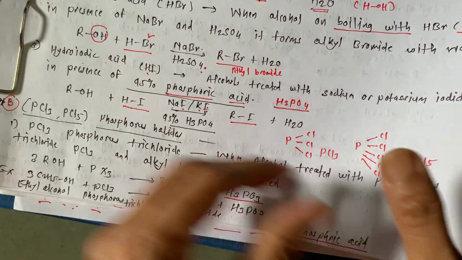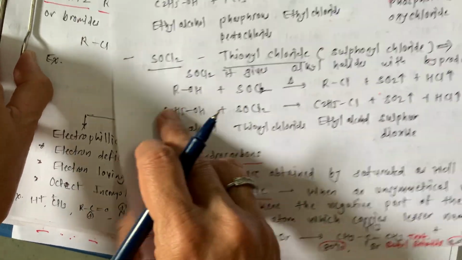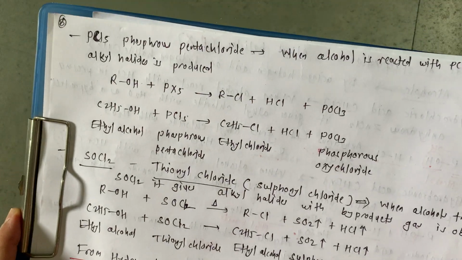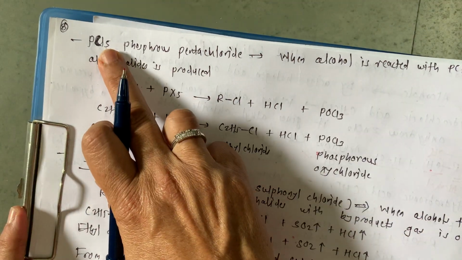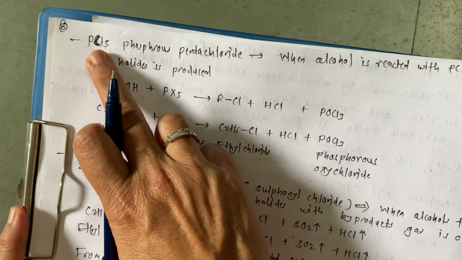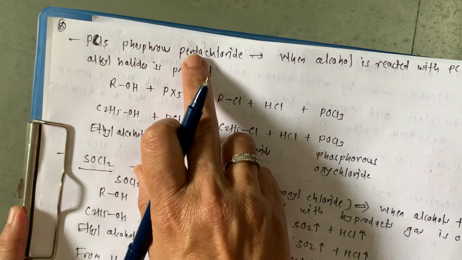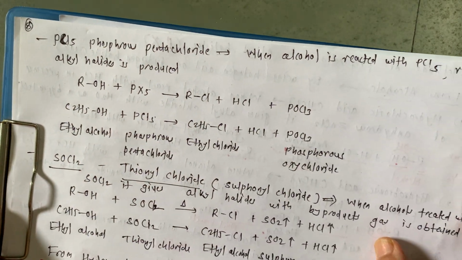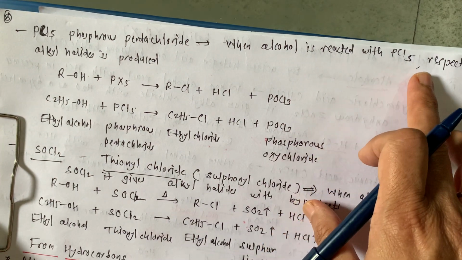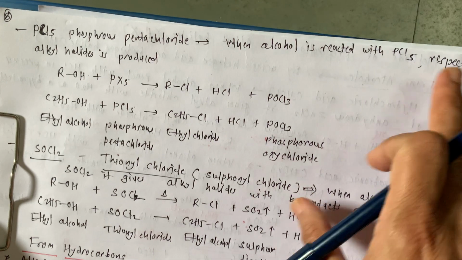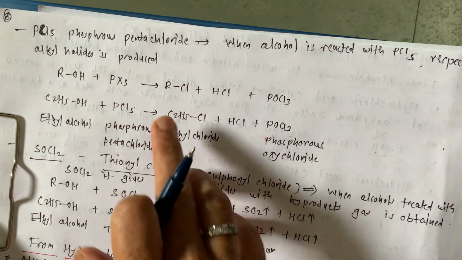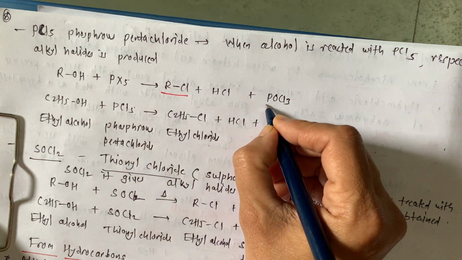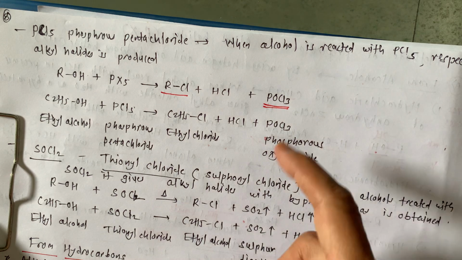Okay. Now we will see the reaction with phosphorus pentachloride. Okay, now what is this? PCl5. Penta means 5. How many chlorines? 5 chlorines. So this is pentachloride. P is phosphorus. So phosphorus pentachloride. When alcohol is reacted with PCl5, alkyl halide is produced. See, this is the alkyl halide. But now the important thing is that the byproduct here is POCl3.